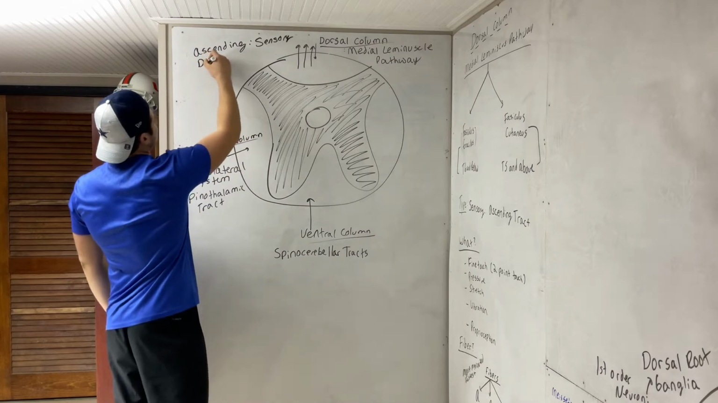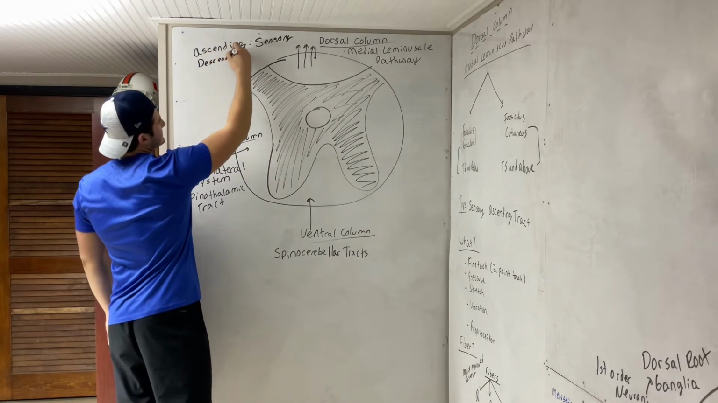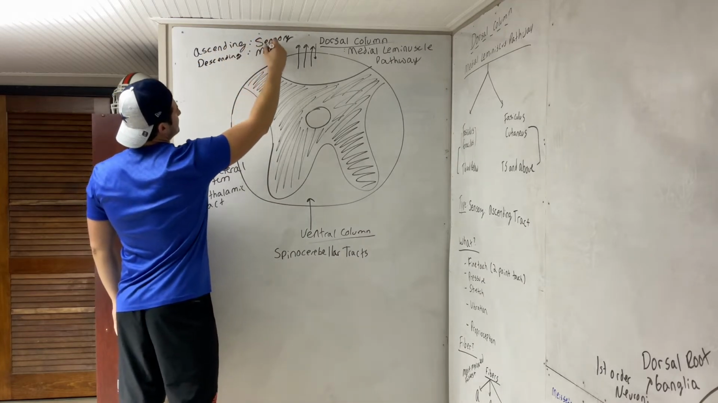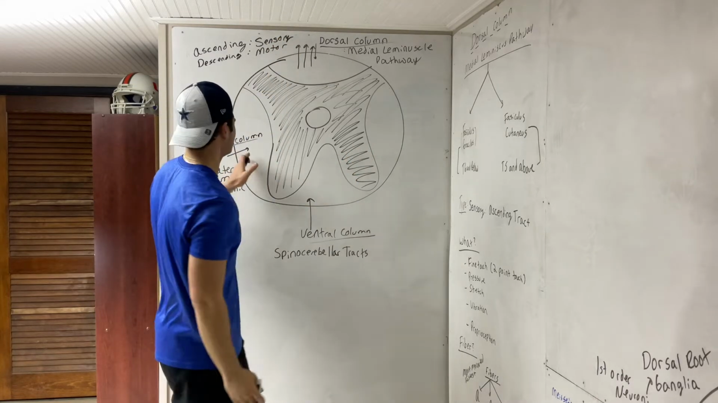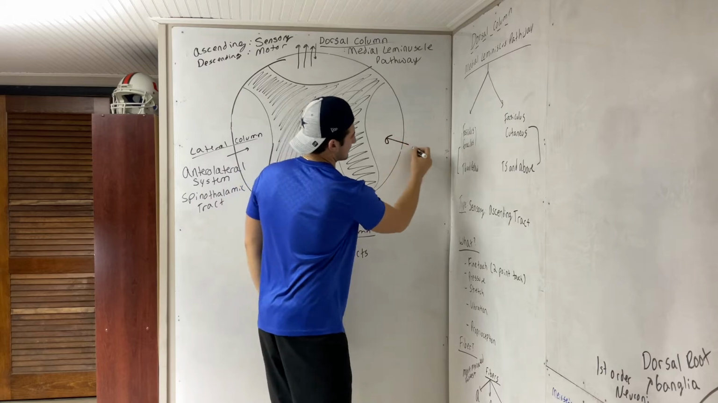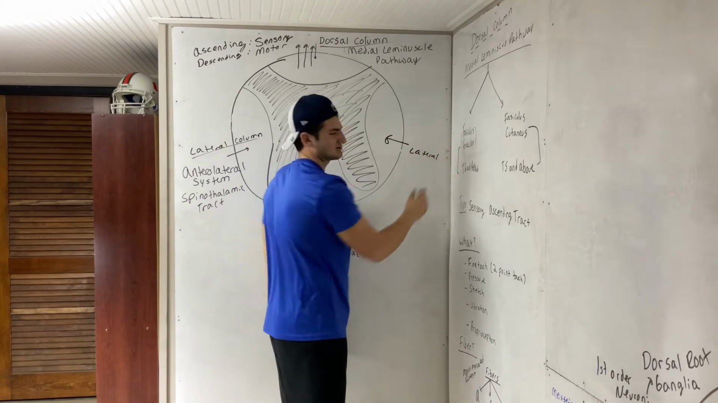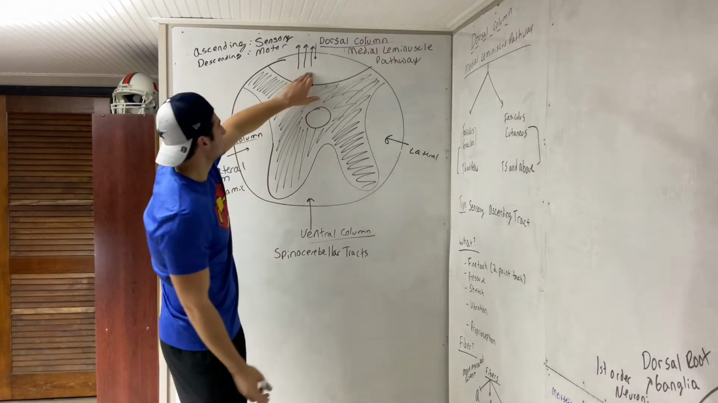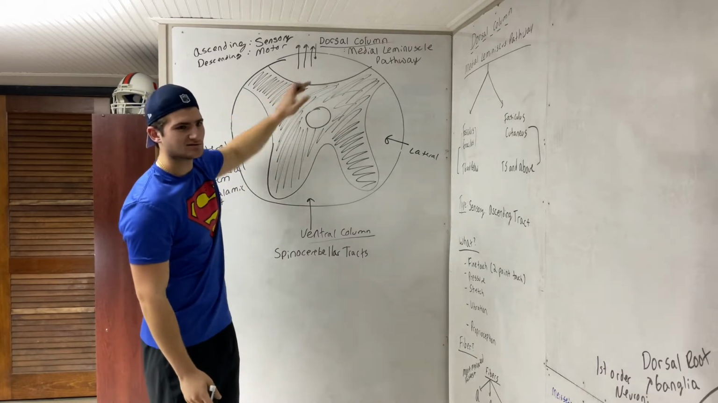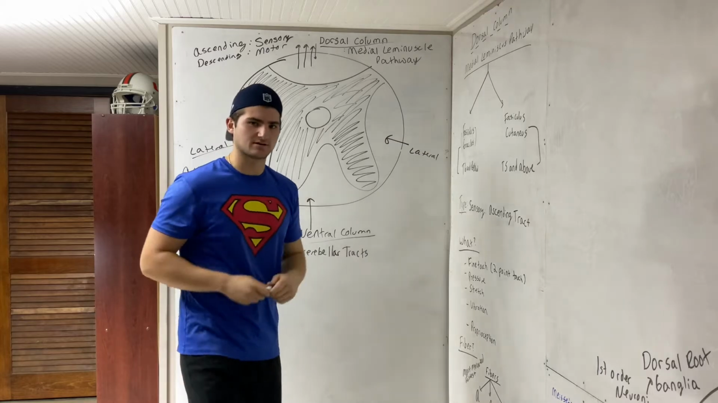What is a motor tract? Well, that's going to be a descending tract. So descending is going to be motor. That's going to be in the lateral and the ventral columns, right? Let me write lateral right here, just so you know it's on both sides. Let's remember real quick: ascending, dorsal, only sensory. All right, we're going to keep going.